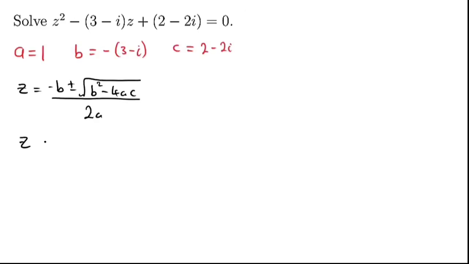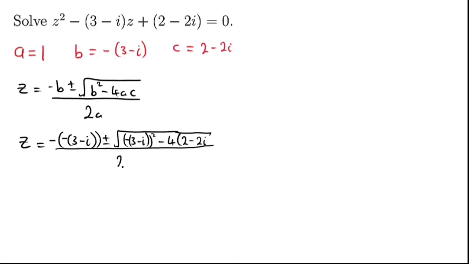So let's substitute. Z is equals to negative. Now remember, our b is also having a negative. So that would be negative, negative 3 minus I, plus or minus the square root of negative 3 minus I. This whole part is supposed to be squared, minus 4ac. Now our a is 1, while our c is 2 minus 2i. All this is over 2a. A is 1, so it's over 2. So all this is over 2.